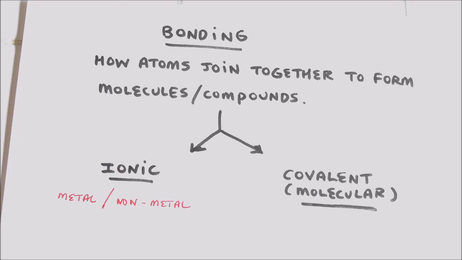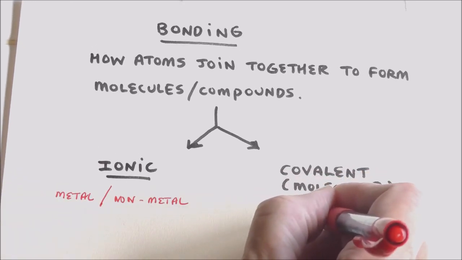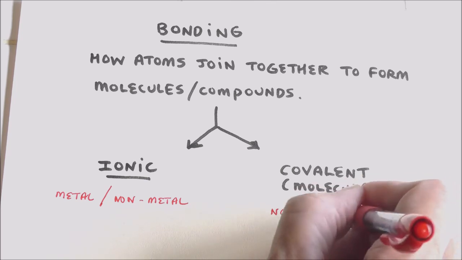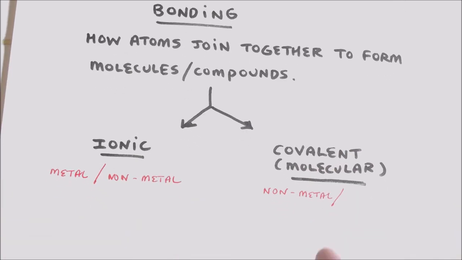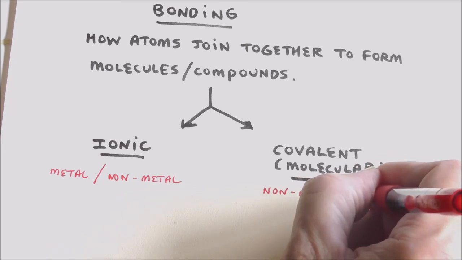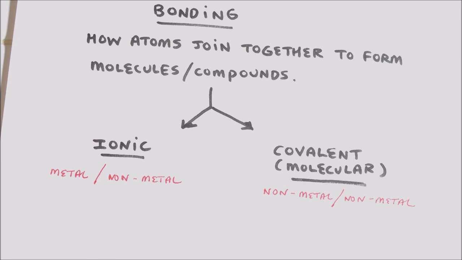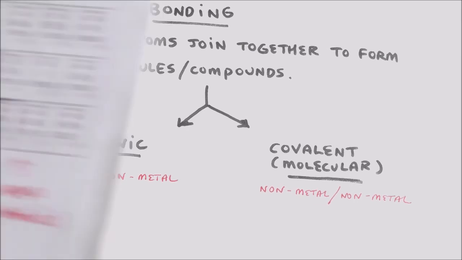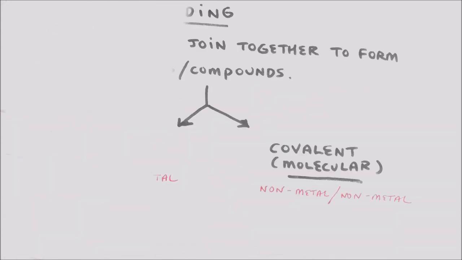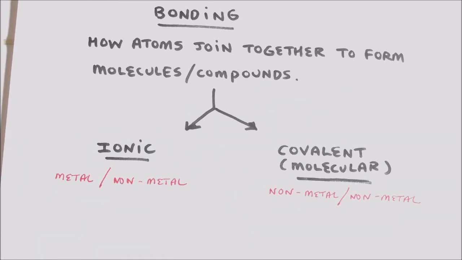Covalent is between non-metal and other non-metal. So you would see someone say, hey, CO2, carbon dioxide, or water. That would be covalent bonding. And once again, don't panic. All you need to know is which side of the staircase each participant is on. A little more detail though.